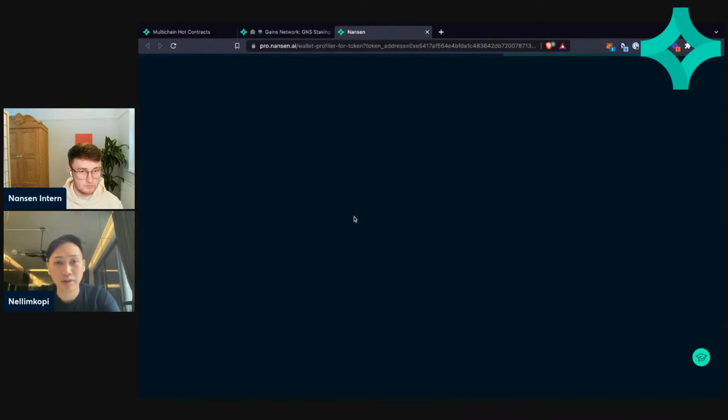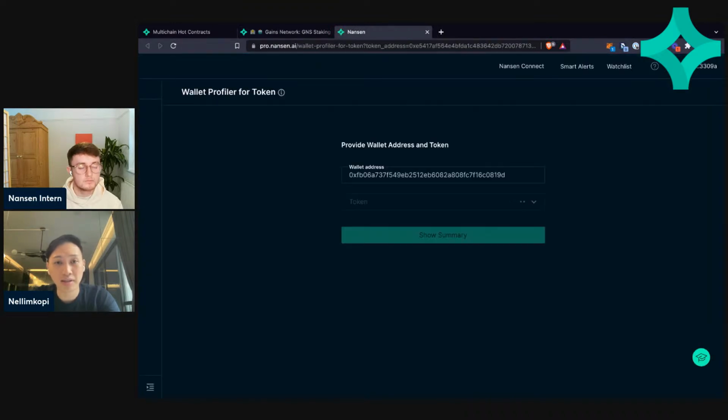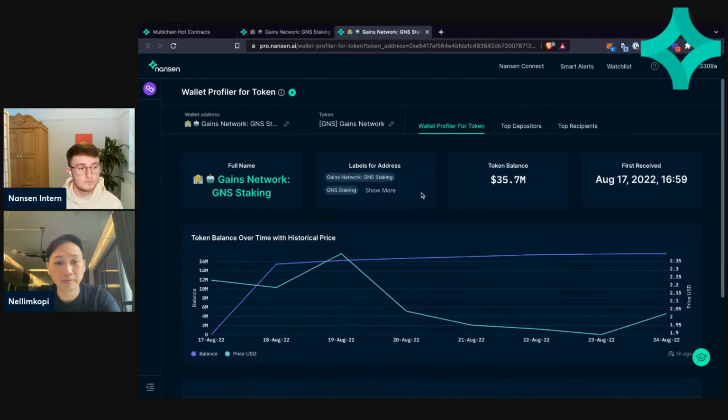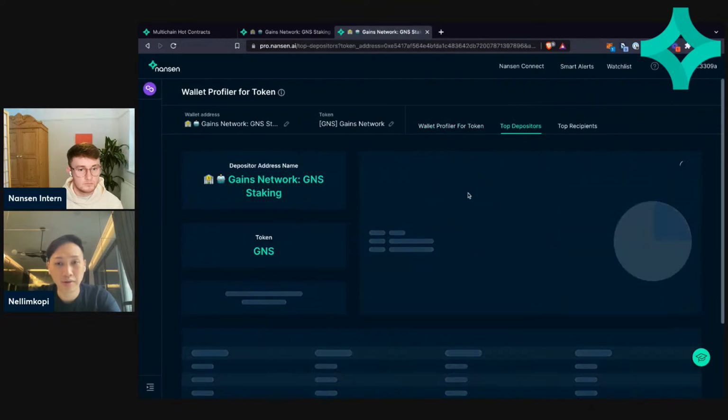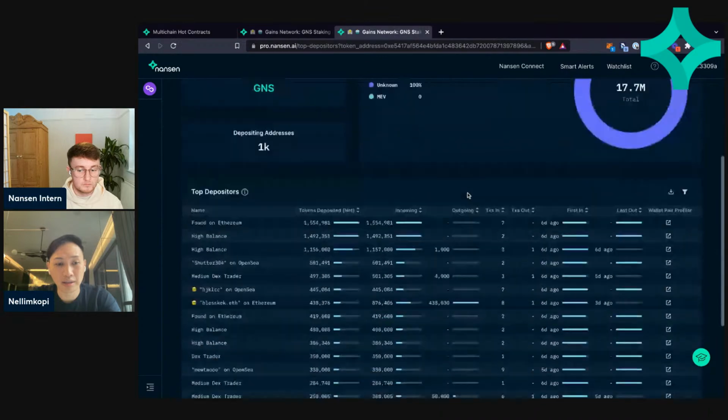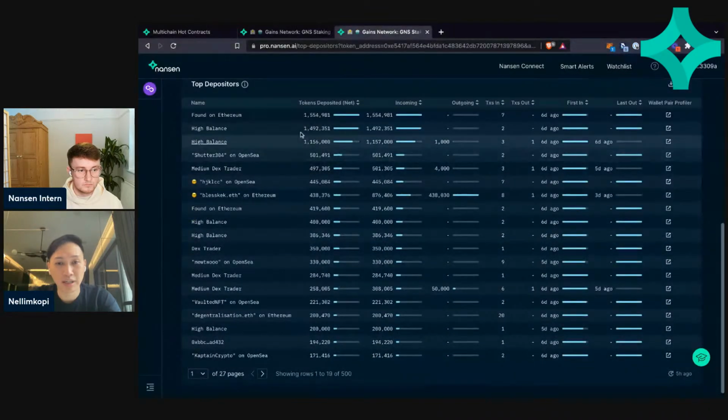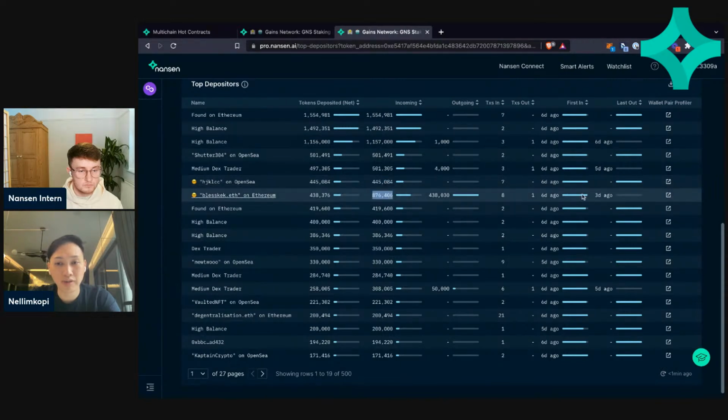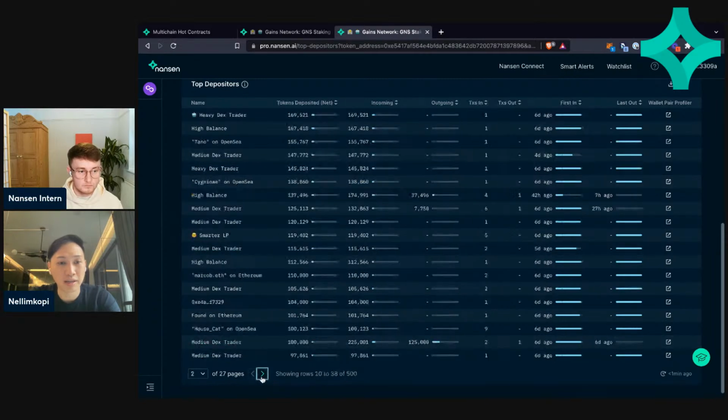I can drill down deeper using wallet profiler for token, which is available on the standard tier, right? And I can drill down to look at the top depositor, and see who are the smart money that is actually in on this. So you can see a couple of smart money here, and they have deposited 6 days ago. So this guy trimmed off half his position. This smart money still has 100% of his position there.